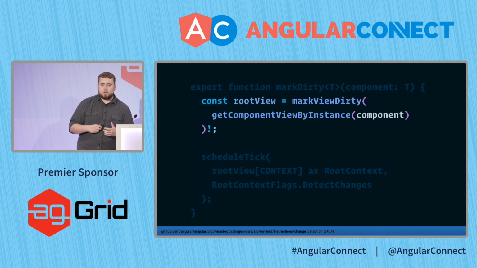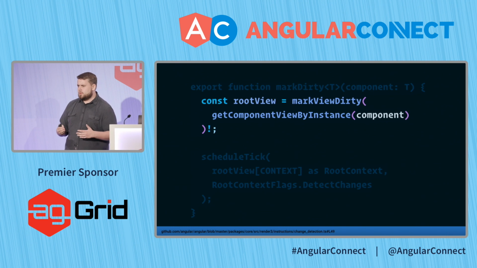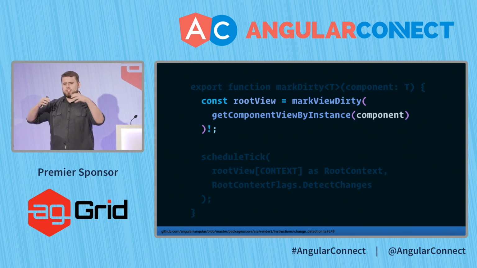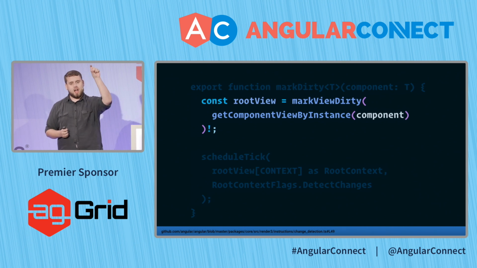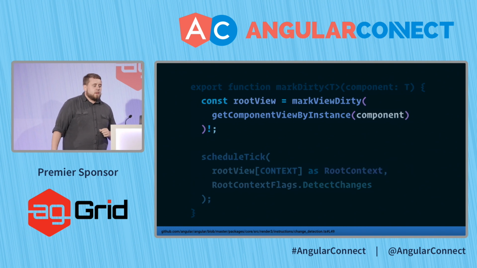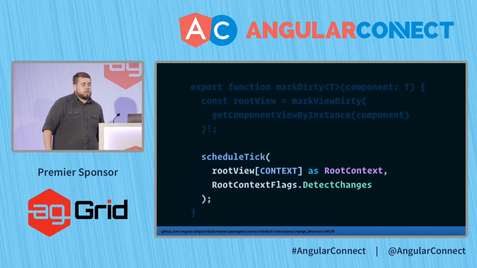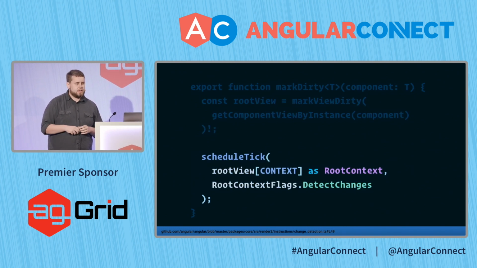Mark view dirty returns to us something called the root view. Now, we saw earlier that change detection runs on a tree of components. Root view is really just pointing to the top of that tree element. From there, MarkDirty is going to do something called schedule tick, and it's going to pass in a root context and a flag to run.